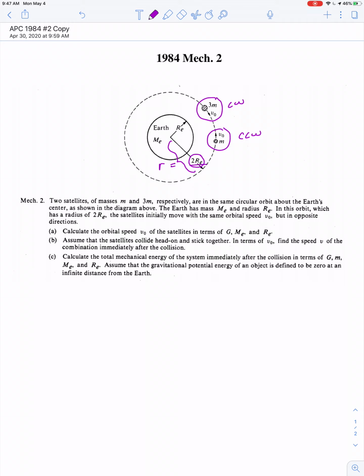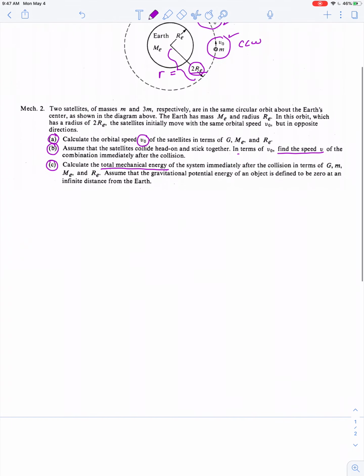These two satellites collide and stick together, so not only is this a problem of satellite motion, but also conservation of momentum. And we have 3 questions to answer. Calculate what that orbital speed is that each of the satellites have. If they collide, find the final speed after the collision. And then the last part is find the total mechanical energy after the collision. So let's do part A.